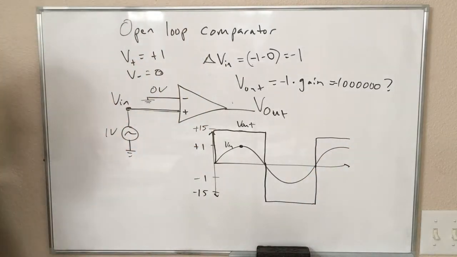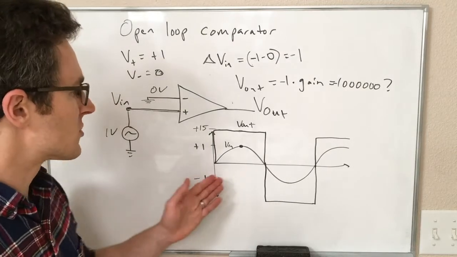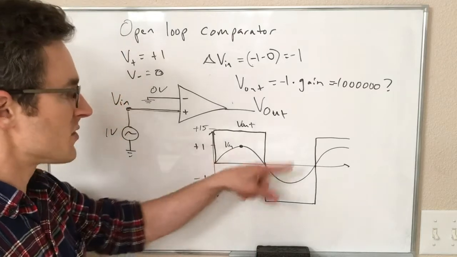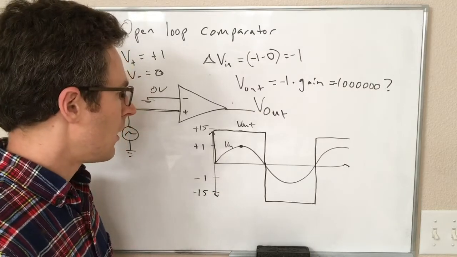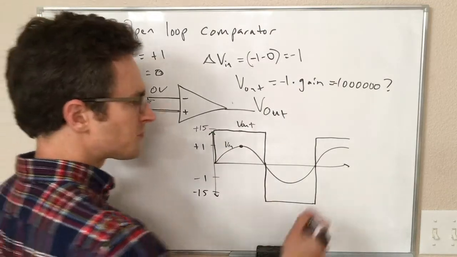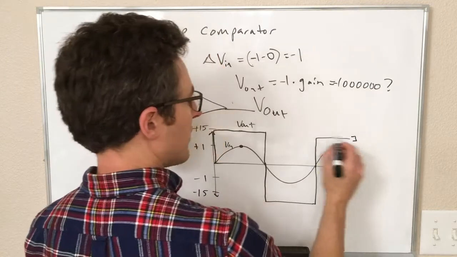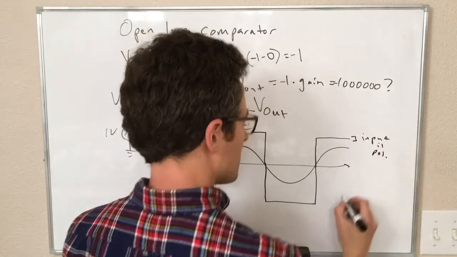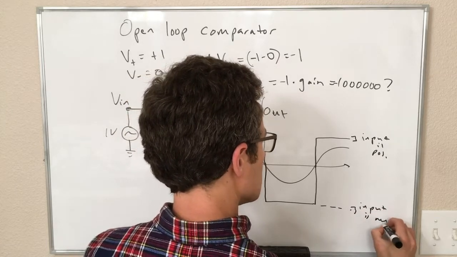This comparator, we can think of what it's doing in 2 different ways. It looks like it is turning this sine wave into a square wave, and that's definitely one way of expressing this. It's taking this 1 volt sine wave and turning it into a 15 volt square wave. Another way to think of it is to treat plus and minus 15 as 2 different outputs: this value means the input is positive, and this value down here means the input is negative.